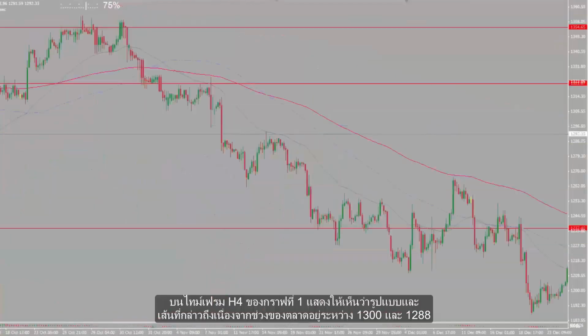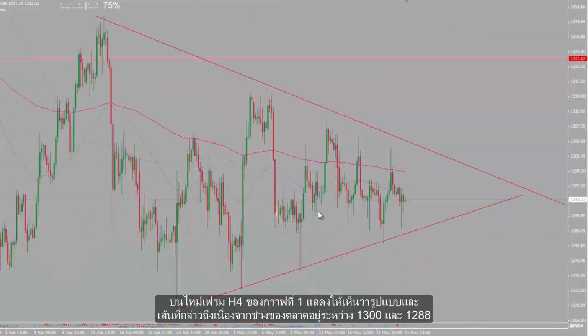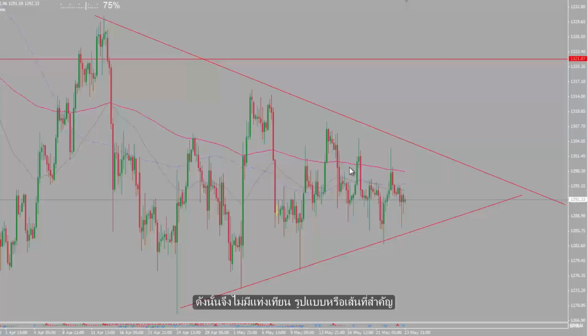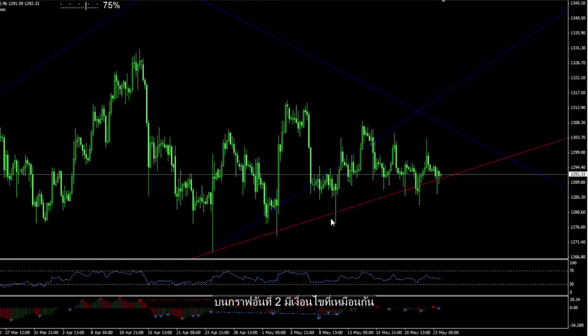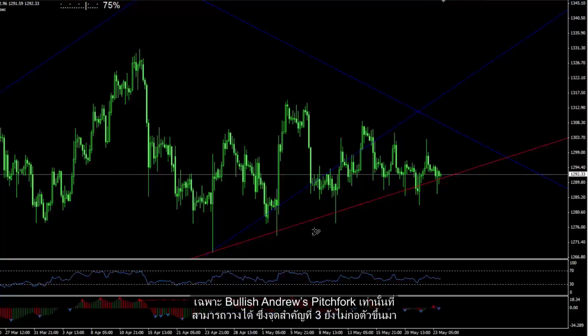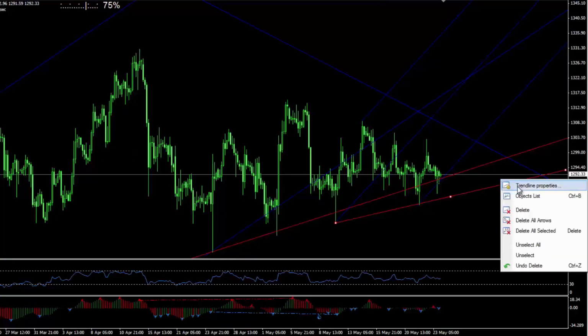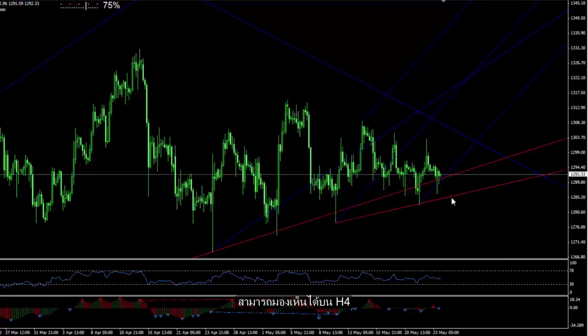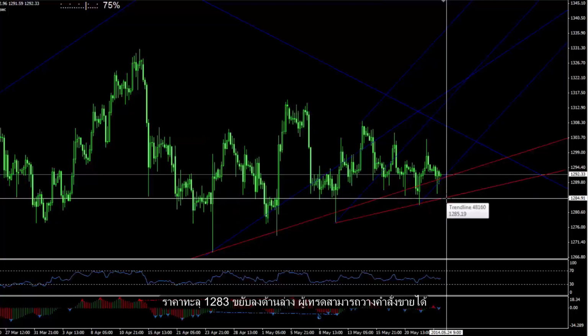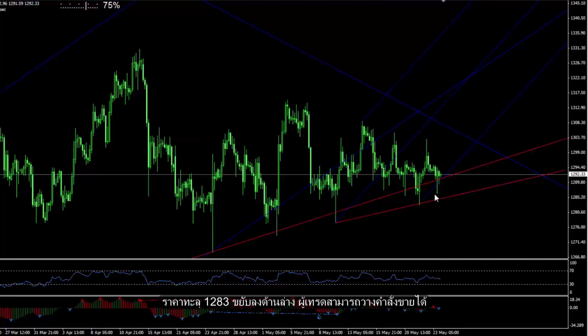On an H4 time frame, the first chart indicates the mentioned patterns and lines due to the range market being between 1300 and 1288, so there are no important candlesticks, patterns or lines. On the second chart there is the same condition, only a bullish Andrew's pitchfork can be placed, in which the third pivot is not formed yet. The trigger line would be this trend line. Its visibility can be set on H4. So, if price breaks 1283 towards the bottom, then a trader can place a sell order.